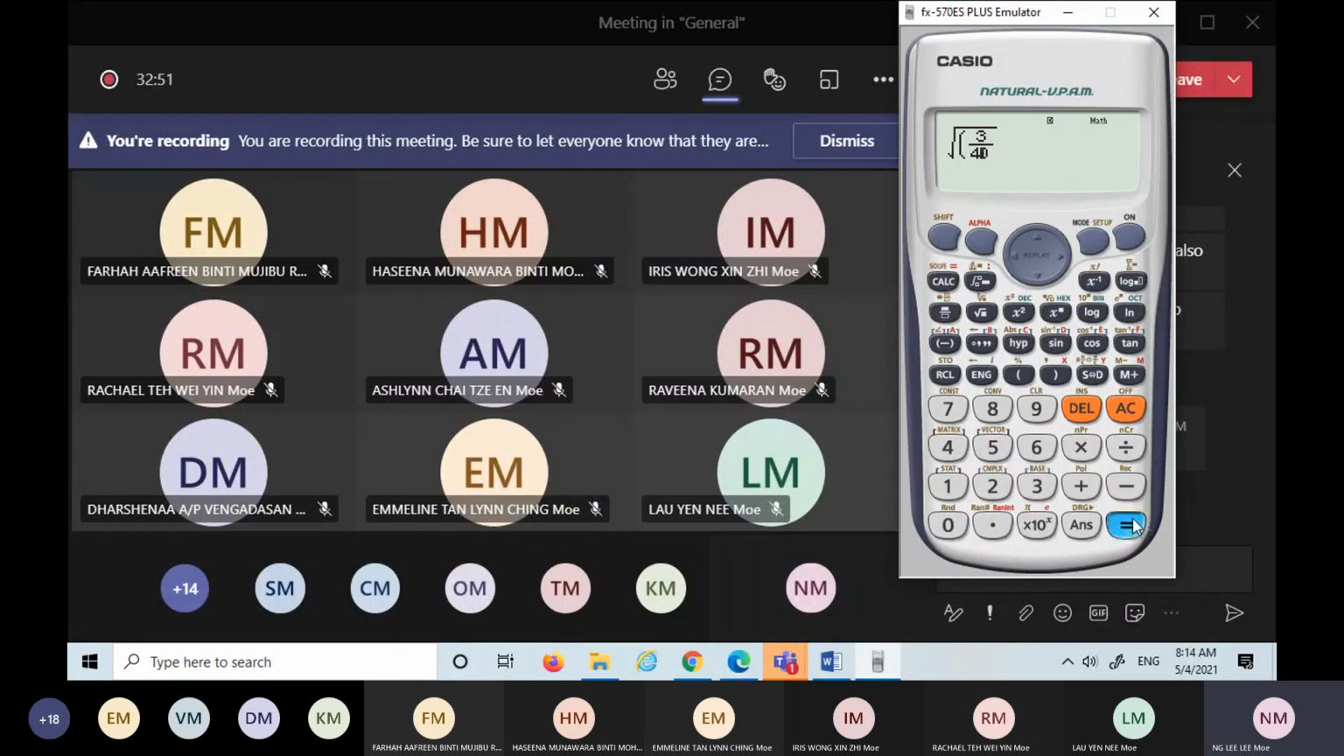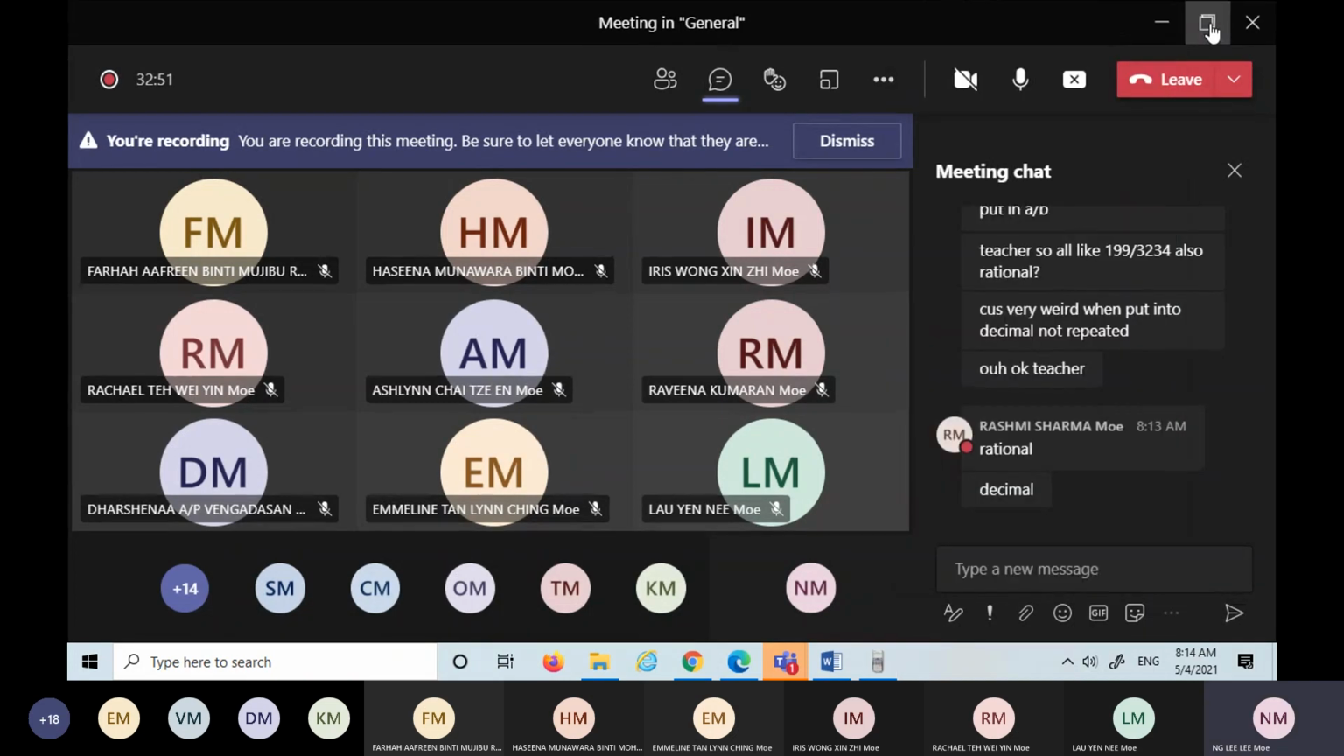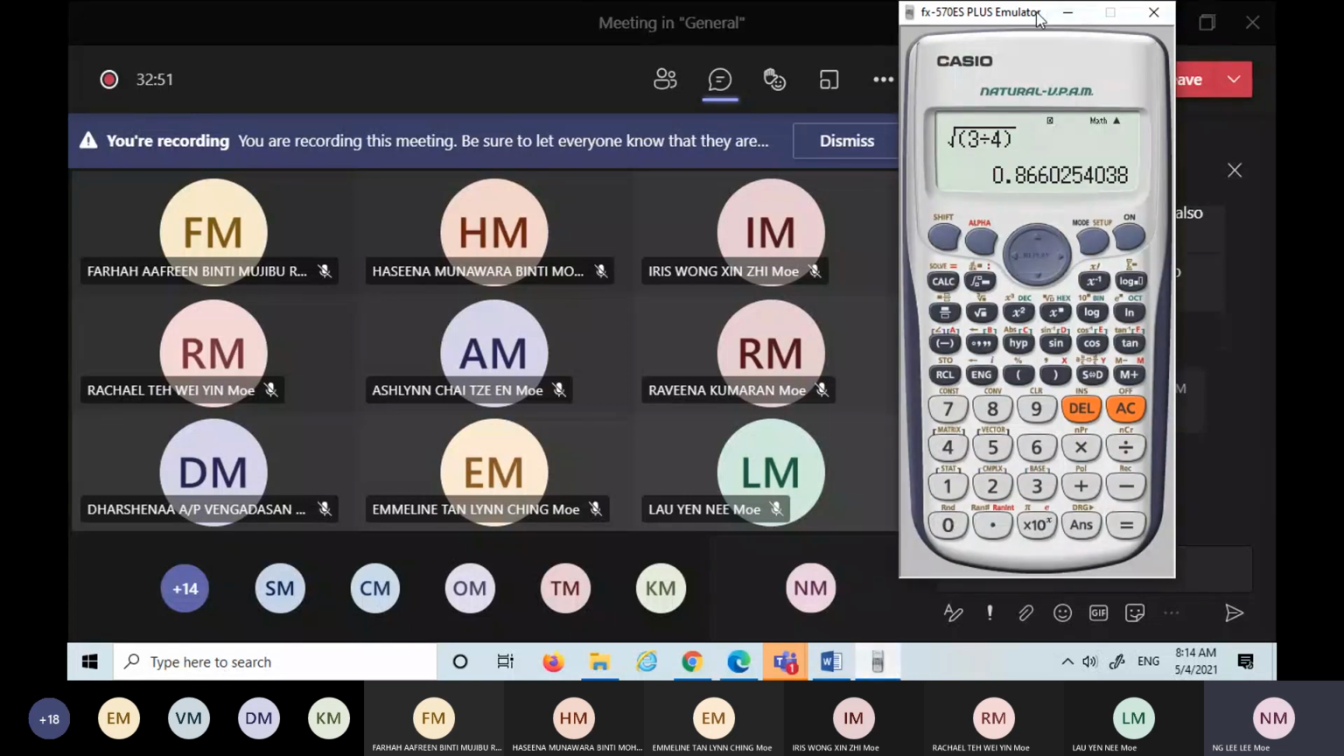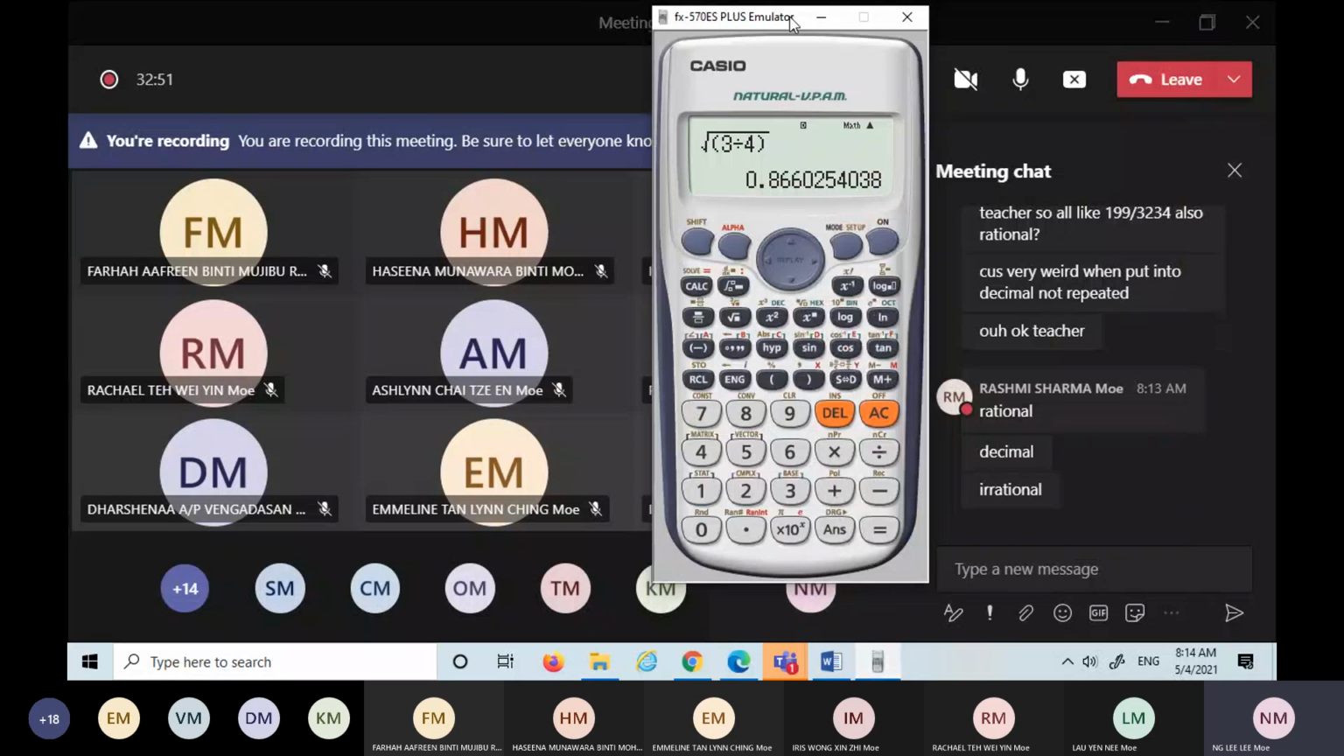I don't know how to use this calculator. How about like this? So how? Decimal. Yeah, decimal. Then this is what I get. I think you get the same thing. Irrational, because non-repeated. Okay.